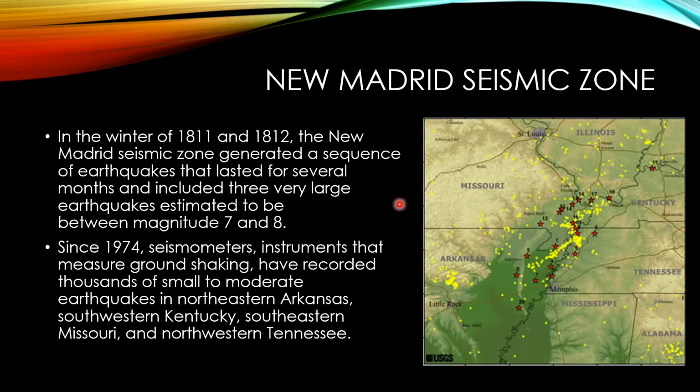They caused bank failures along the Mississippi River, landslides in Kentucky and Tennessee, and uplift and subsidence of large tracts of land in the Mississippi River floodplain. At one point, actually, there's a particular area where it actually forced the Mississippi River to flow backwards. That's how extreme these earthquakes were.